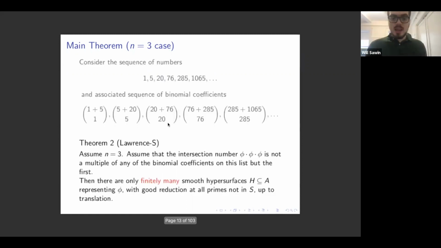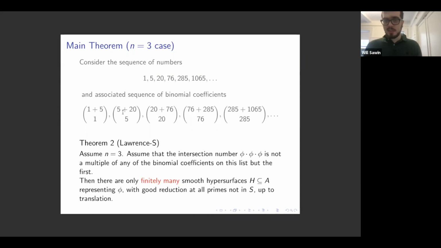And the theorem in the dimension 3 case is the exact same statement. We have finitely many smooth hypersurfaces representing phi with good reduction in all primes not in S up to translation, but with an additional assumption, which is that the degree of the hypersurface, or the intersection number phi dot phi dot phi, is not a multiple of any of the binomial coefficients on this list except possibly the first one. So the first one is 6, and this intersection number is actually always a multiple of 6. So it's very good that we don't assume that it's not always a multiple of 6.